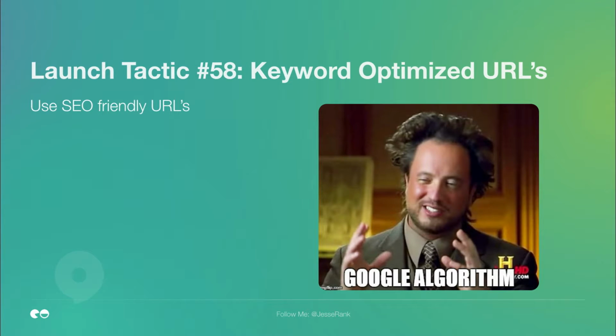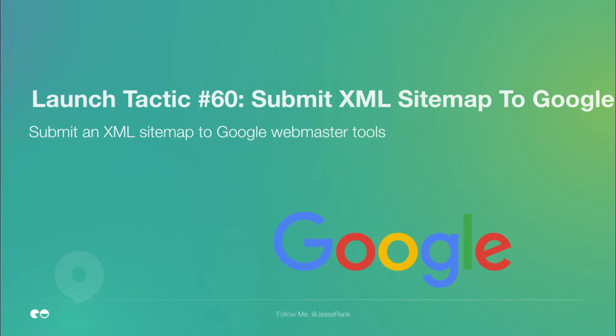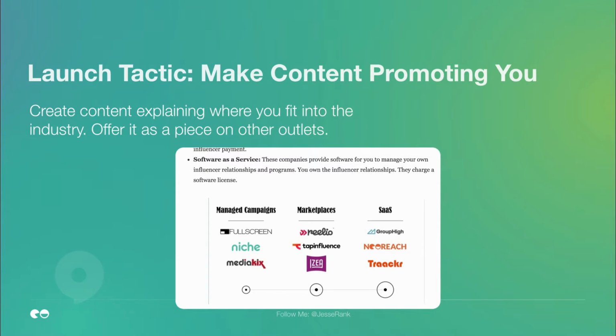Optimizing your keywords. The Google algorithm is very tricky, but one thing is not tricky. Put the keywords in the URL, and your page will have a way higher chance of ranking. Another thing, put the keywords in your H1 and your title tag, and your page will have a way higher chance of ranking. Another thing, submit a sitemap to Google Webmaster Tools, and your website will have a way higher chance of ranking. So you can see where I'm going with this.